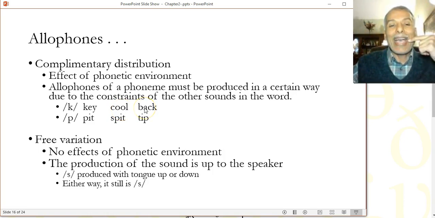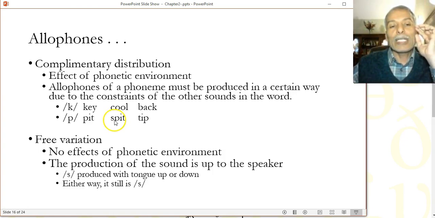Back, that's also retracted because of the A. If you take the phoneme p, so if you say pit, you notice that when you pop your lips, when you say p, you have some air coming out. You explode it. We call it aspirated. Pit.